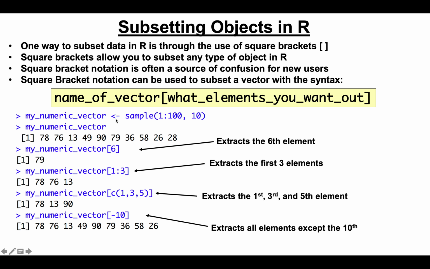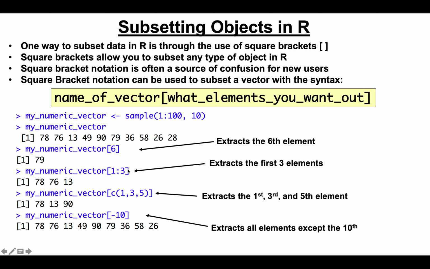And so how does this work? Square bracket notation looks like this. If you've got a vector, you would name that vector, and then inside of square brackets, you would just say what elements you want to extract from that vector. So what do I mean by that? Well, here's a numeric vector that's just sampling the values 1 to 100 10 times. So here are the values that came out of that line of code. And we can say, I want from that vector, inside of square brackets, if I just want the 6th element, I can just put the number 6. And so R is going to know that that's what I want. So it's going to go 1, 2, 3, 4, 5, 6. It's going to grab the 6th element from that vector, and that's what it's going to give back to me.